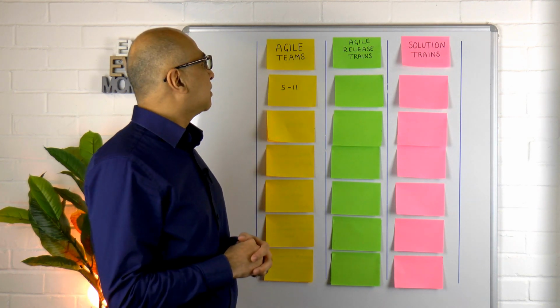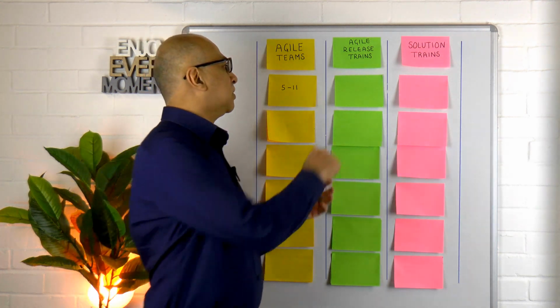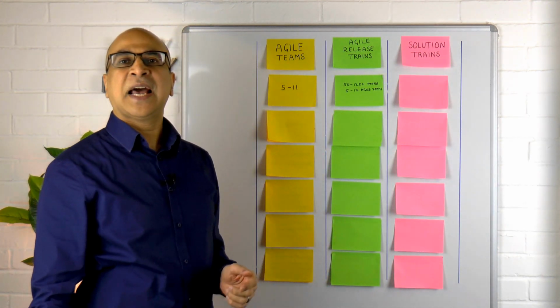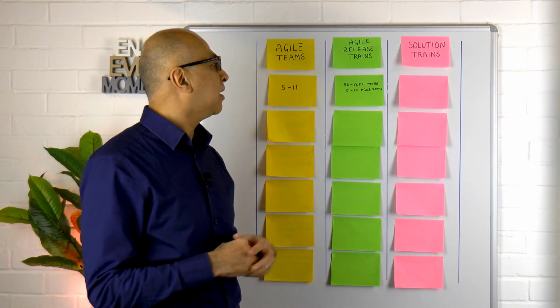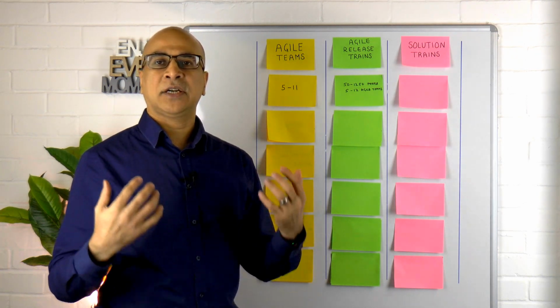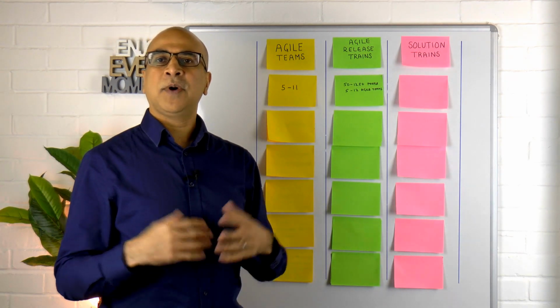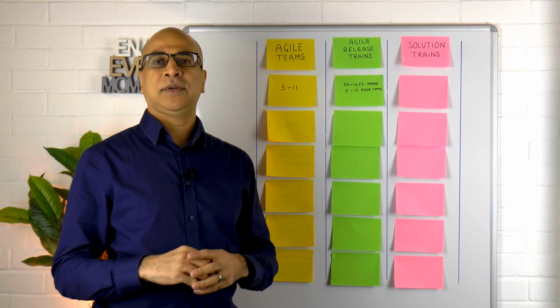How does that differ to an Agile Release Train? Well, an Agile Release Train is a collection of these Agile teams. It has 50 to 125 people inside that, and between 5 and 12 Agile teams. So what's a solution train then, you may ask? Well, a solution train is, you guessed it, a group of Agile Release Trains.